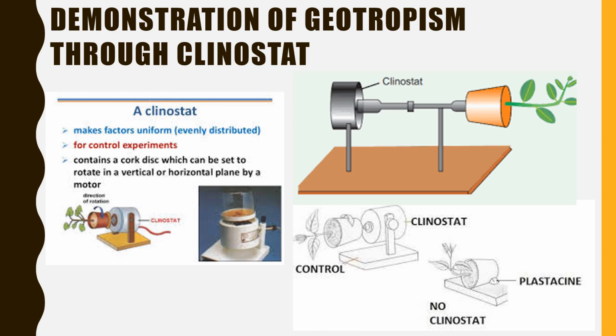After some time, we will see that the shoot of the stationary clinostat shows negative geotropism and the roots show positive geotropism. But the other potted plant with the rotated clinostat does not show any bending. This is due to the fact that all the parts of the plant are equally exposed to gravitational force during rotation. So they did not show geotropism.